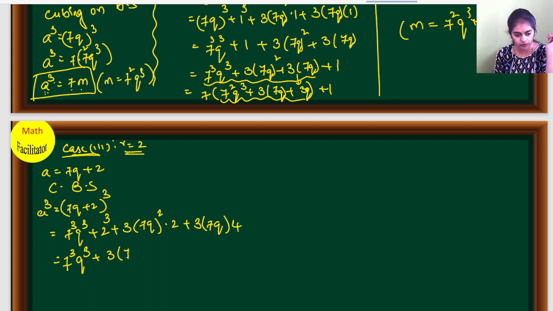Okay, so 3 into 7 square q square, I can write into 2 also. I have plus 3 into 7q into 4. If you are confused, you can actually solve it. So 3 4s are 12 into 7q, you can write, no problem.